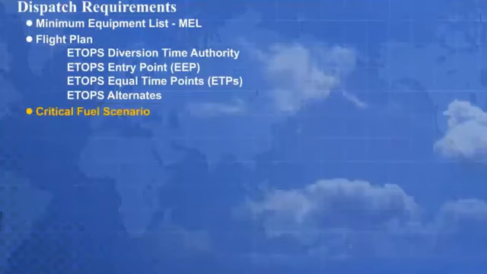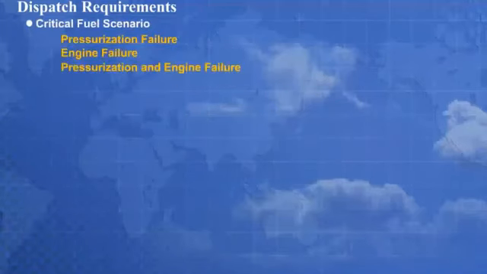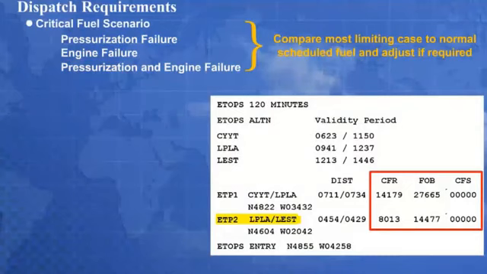The final ETOPS dispatch requirement is the critical fuel scenario. This requirement ensures that in the event of a diversion, there will be sufficient fuel available to fly to an ETOPS alternate airport. The critical fuel scenario considers a pressurization failure, an engine failure, and a combined pressurization and engine failure at the most fuel-critical equal time point. The normal scheduled fuel load at this critical point is compared to the most limiting critical fuel condition and increased if needed to meet ETOPS requirements.